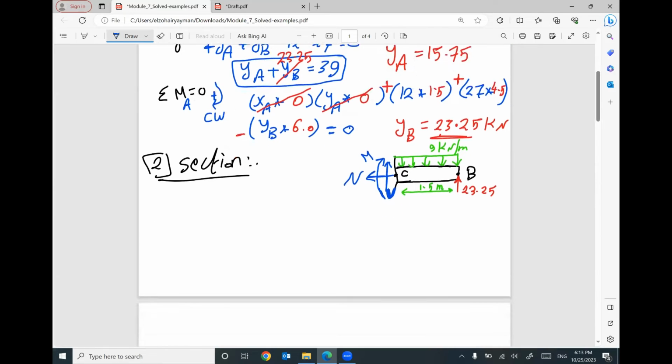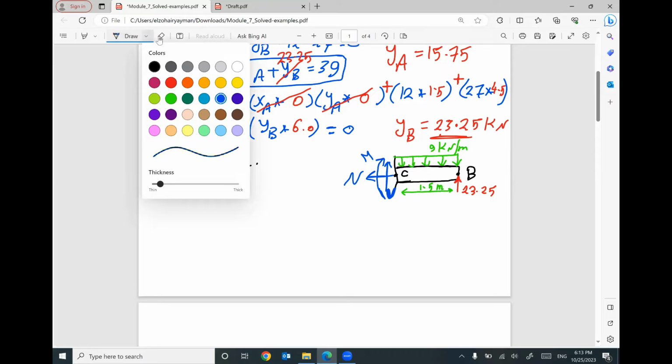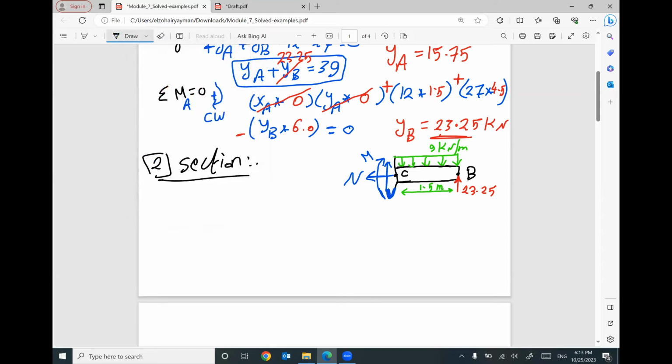This part is in equilibrium. So it's a part, not a joint. So I will apply one more time. Summation f of x equals 0 for this part. Summation f of y equals 0 for this part. Summation moment at any point equals 0 for this part.